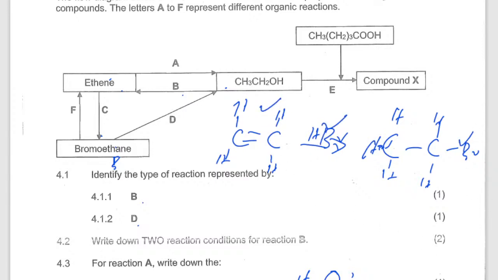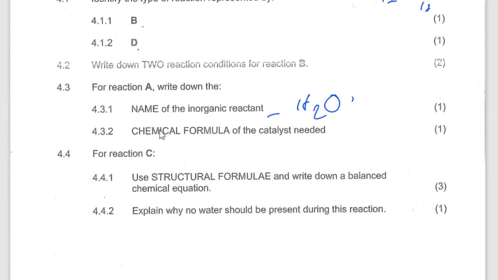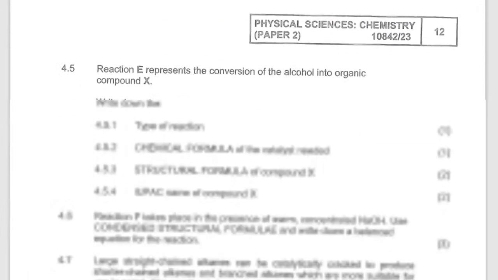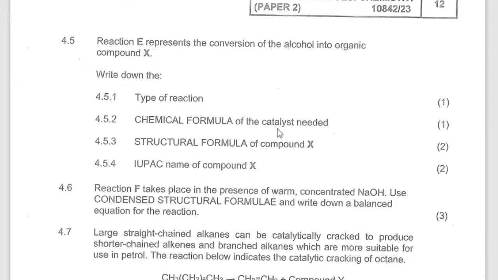And then they're saying the chemical formula of the catalyst. So we are done with that. Structure formula. Explain why no water is needed. Basically, you don't add water so that you avoid the formation of the alcohol or the hydroxyl group. That's why there is no water added in that reaction. The moment you add water there, then it's going to form alcohol.